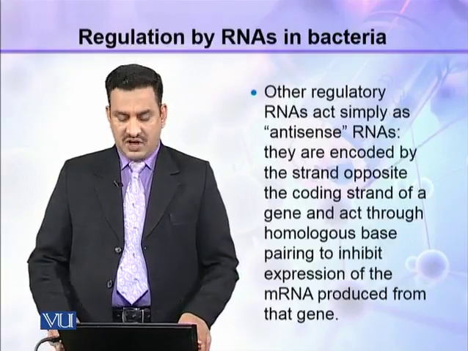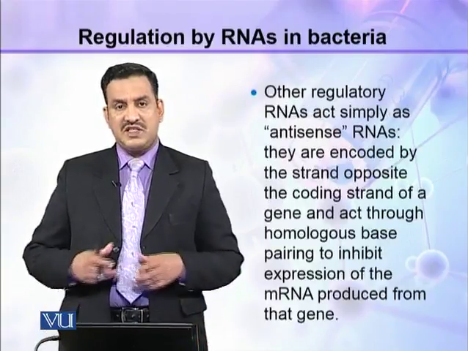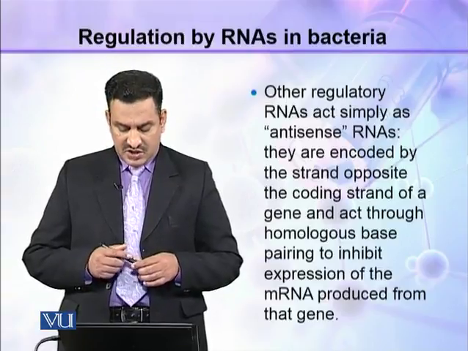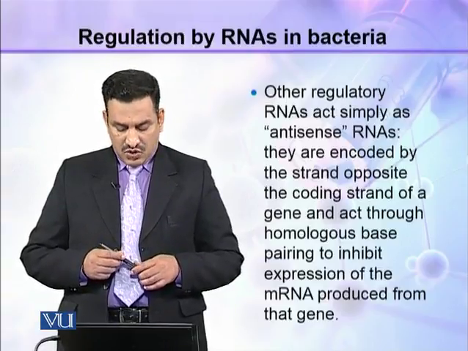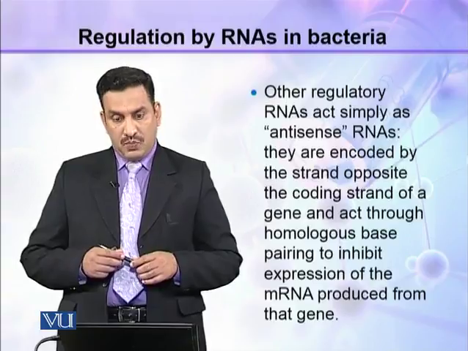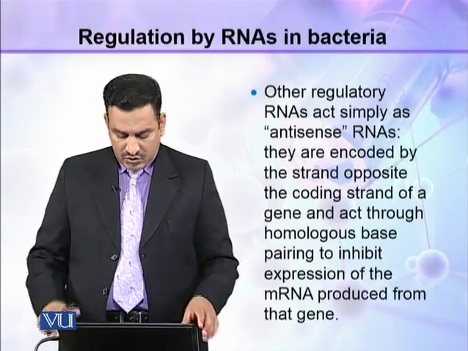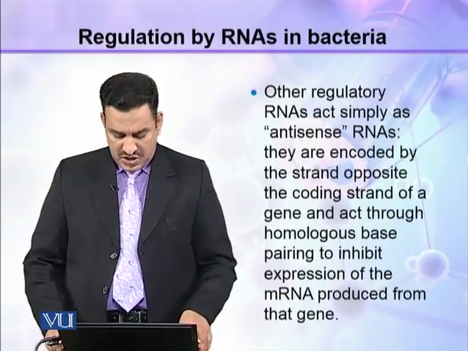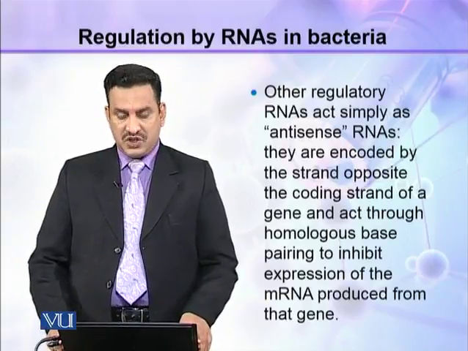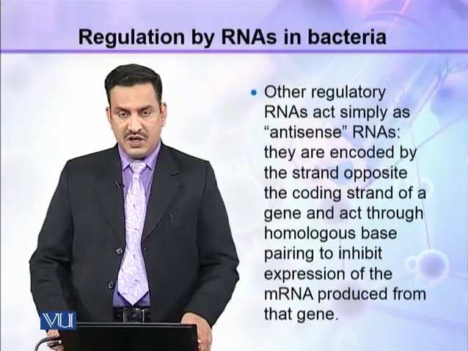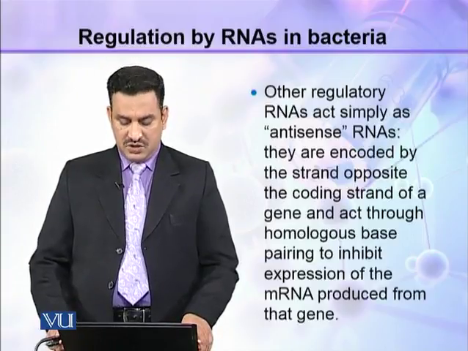Other regulatory RNAs act simply as antisense RNAs. They are encoded by the strand opposite the coding strand of a gene and act through homologous base pairing to inhibit expression of the mRNA produced from that gene.